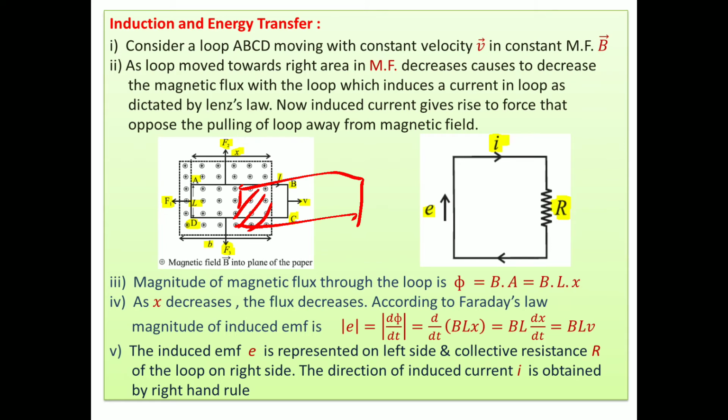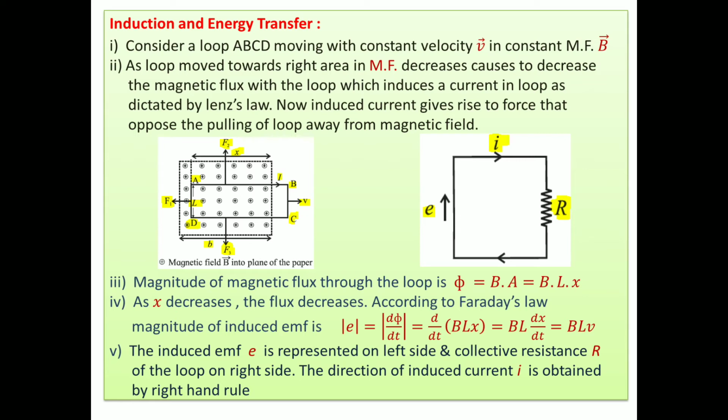Means flux decreases. In the previous figure, flux goes on increasing because area goes on increasing. But in this situation, area goes on decreasing, and as area decreases, flux decreases. Means this loop comes in a decreasing magnetic field or decreasing magnetic flux. Then what happened there? The changing magnetic flux through the loop induces a current in the loop as dictated by Lenz's law. Now the induced current gives rise to a force that opposes pulling the loop away from the magnetic field.